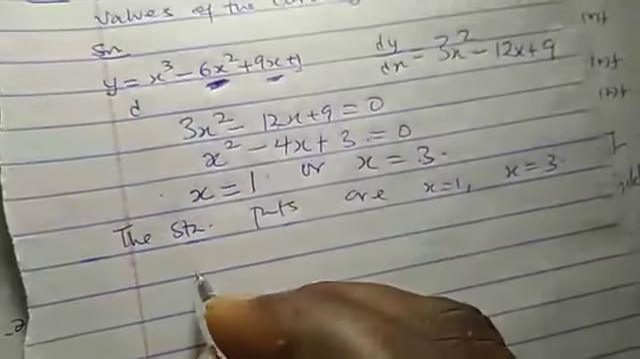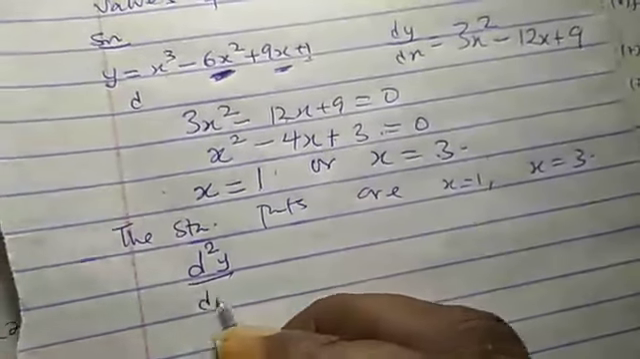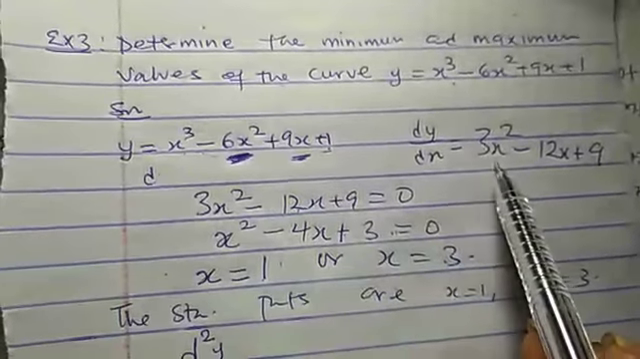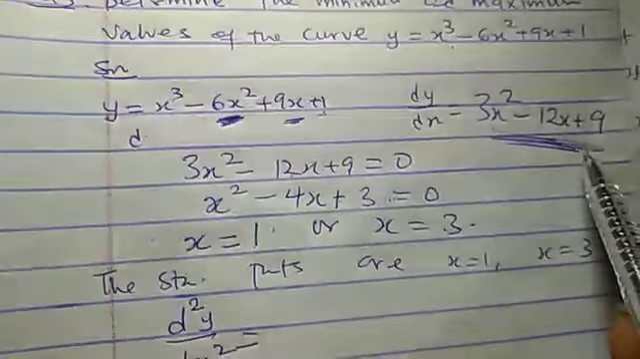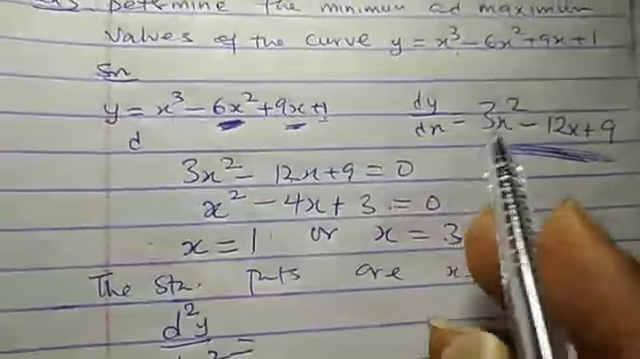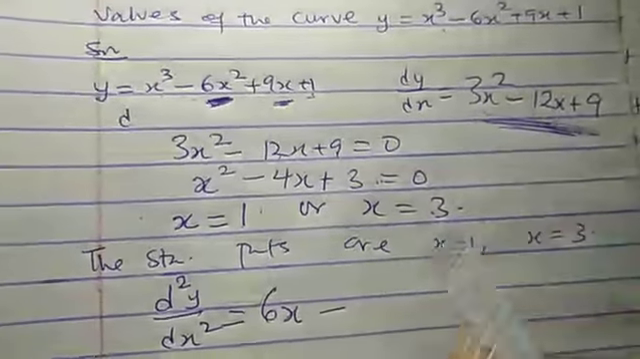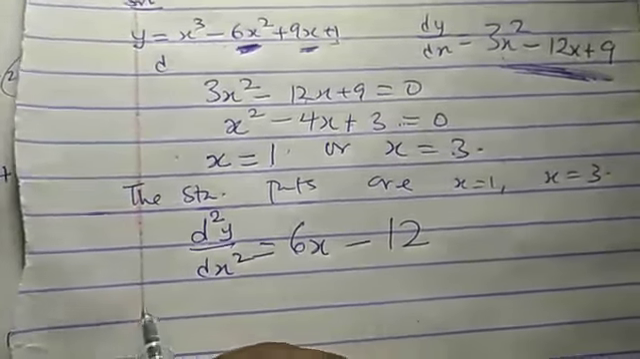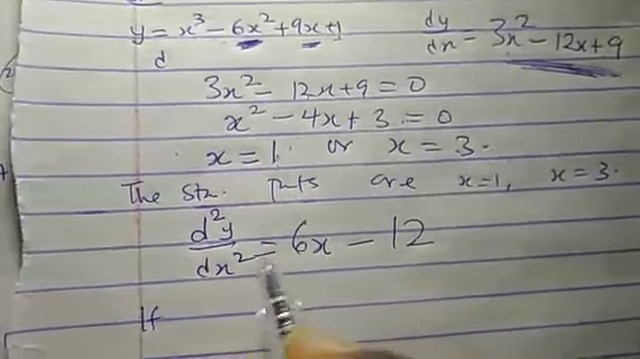So we don't know. How do we know? We differentiate once again. We find d squared y over dx squared. This is the first differentiation, and it is this one that I'm differentiating once again. If I differentiate this, I will have 6s minus, and differentiating this, I will have 12. Now, as usual, I need to test whether it will give me negative.